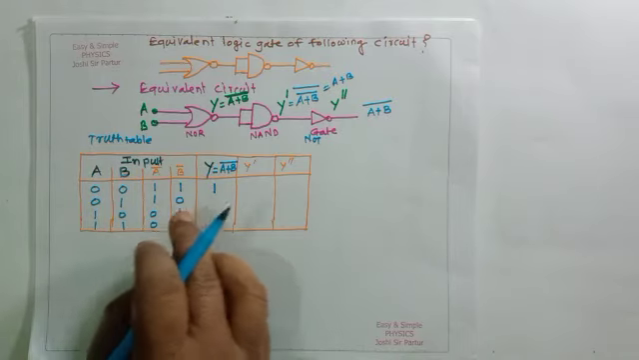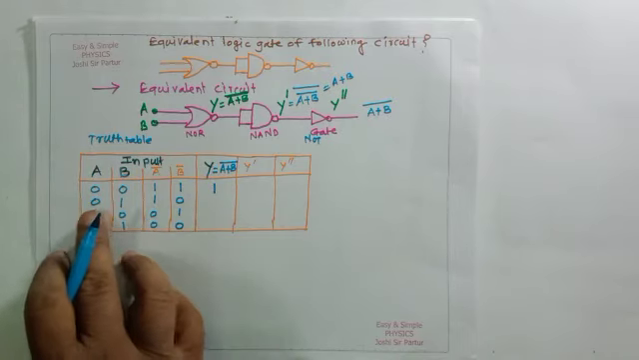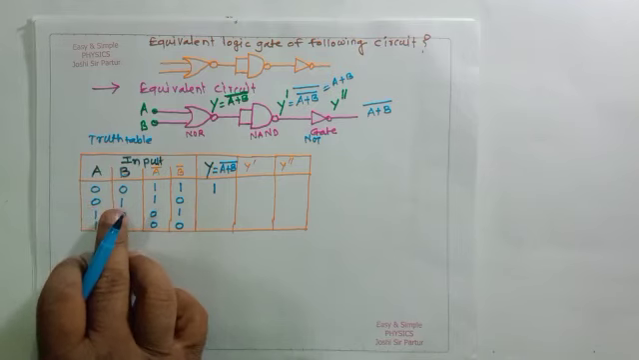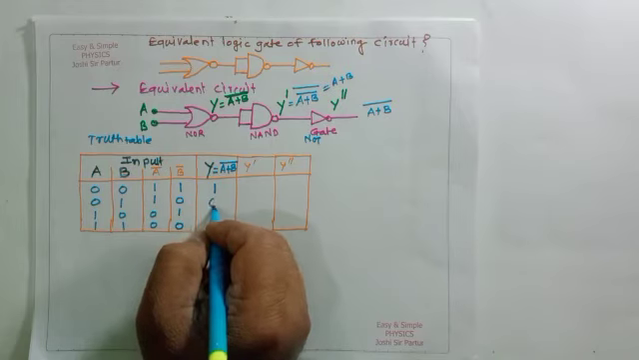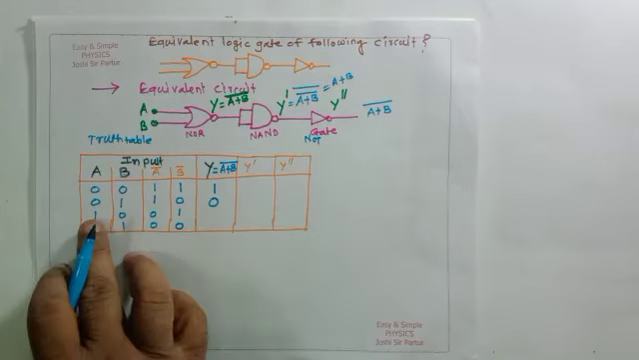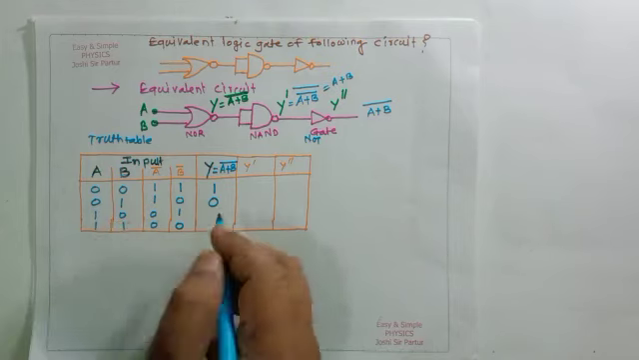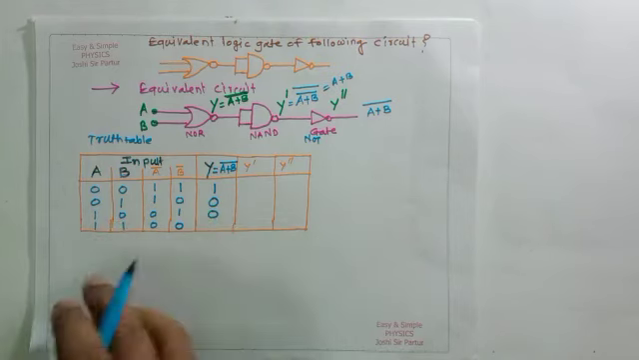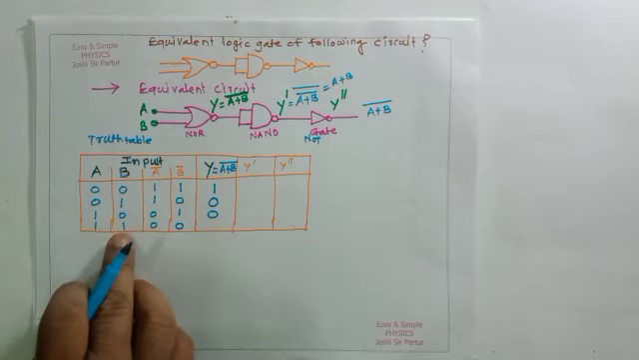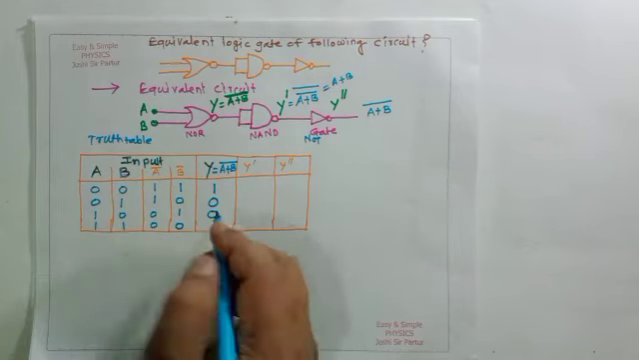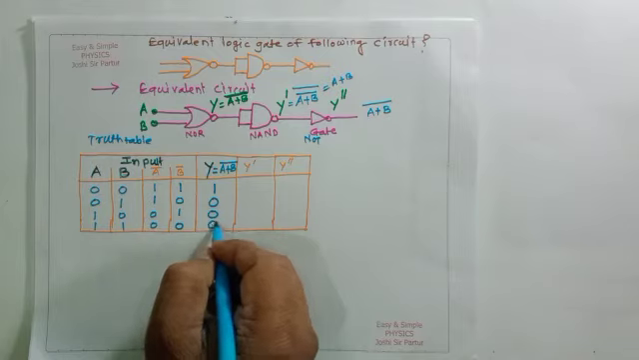So here A or B will be high, its complement will be low. A or B will be high, its complement will be low. A or B will be high, so its complement is also low.